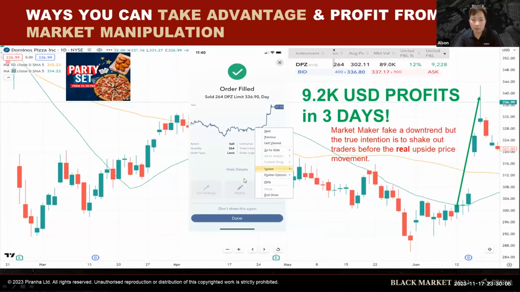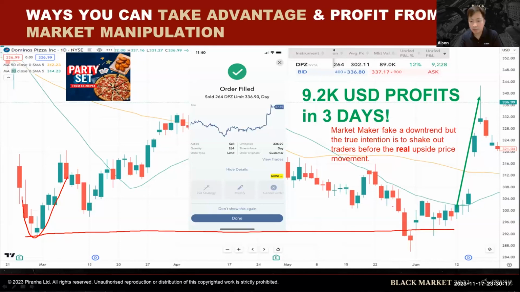Domino's Pizza over here as well. You can see over here, guys. In fact, very subtle. Domino's Pizza, you can see, this is actually a swing low, which I just taught you guys. The price goes below and then goes back up. Very subtle. And I saw that. I actually saw what the market maker is doing. In fact, he did this.